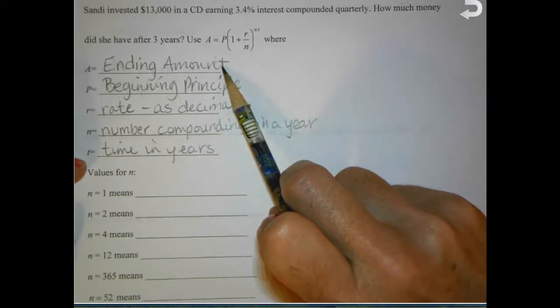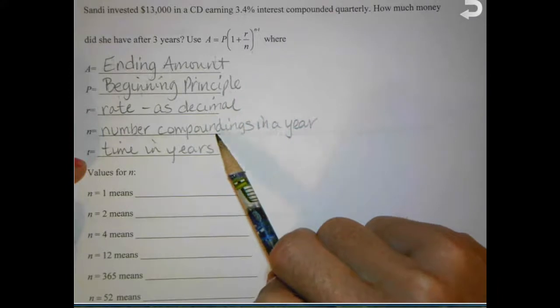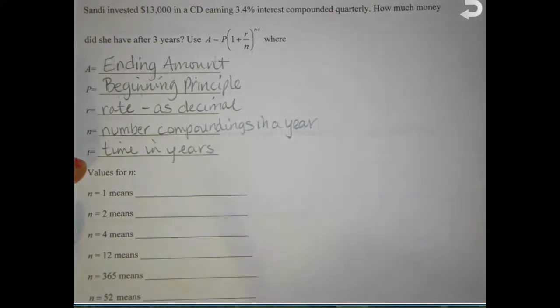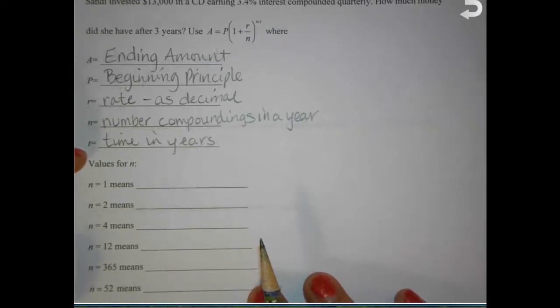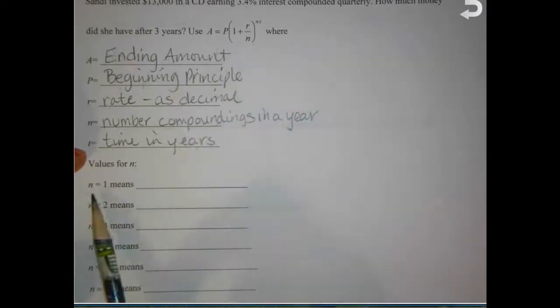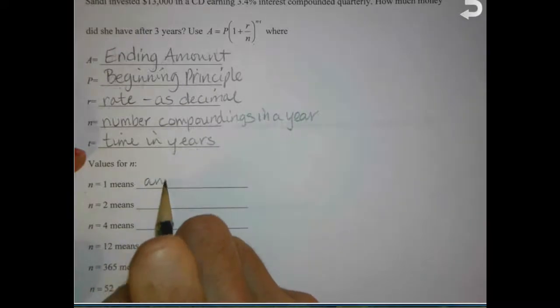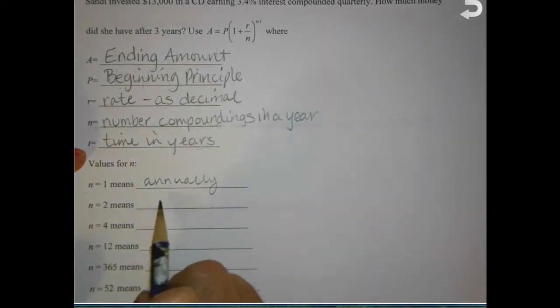Usually the ending amount is the part you don't know, and you plug in the principal, the rate, the number of compoundings, and the time. Now for the number of compoundings, we have to think just a little bit more. I'm going to slide it up just a hair here. If you're going to use n equals 1, that would be for annually, because it's one time a year, and 2 times a year, or n equals 2, would be semi-annually.